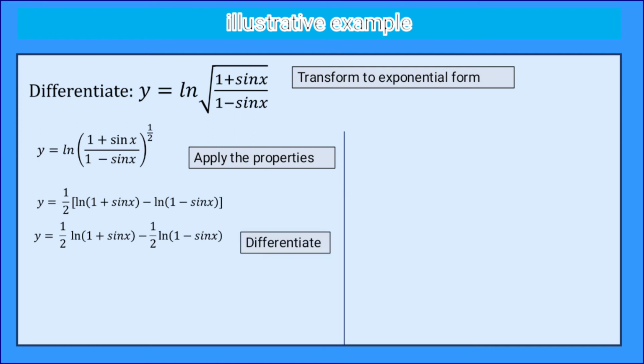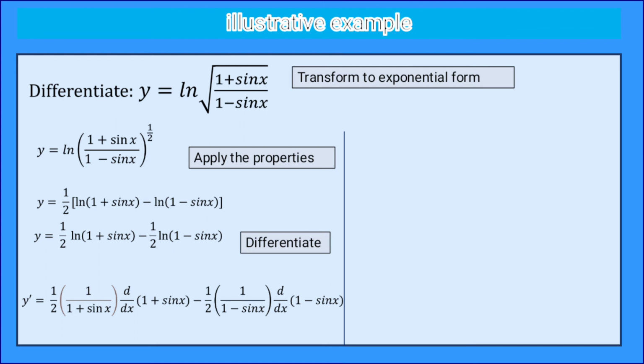And yeah, so we're going to start differentiating. So we have y prime equals 1/2, which is our constant, multiplied by the derivative of ln of 1 plus sine x, which is 1 over 1 plus sine x times the derivative of 1 plus sine x. Then minus the constant 1/2 again times the derivative of ln of 1 minus sine x, which is 1 over 1 minus sine x times the derivative of 1 minus sine x.